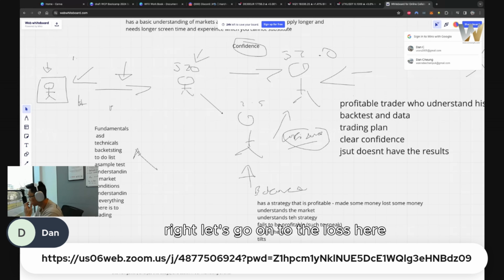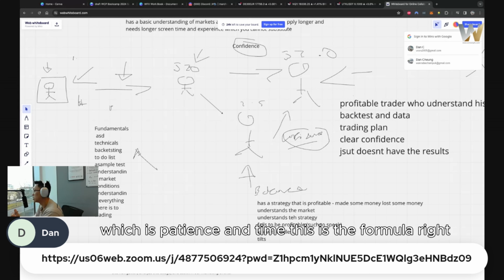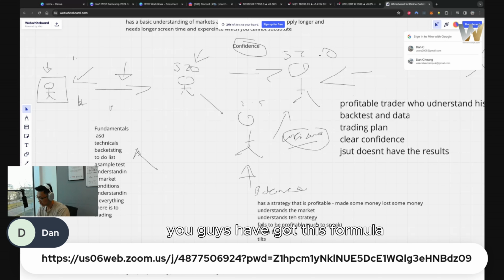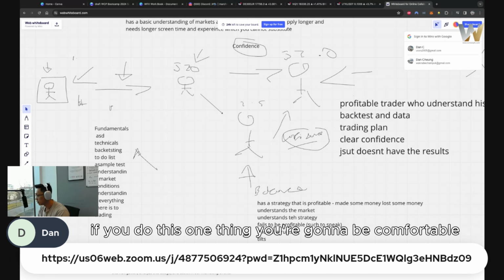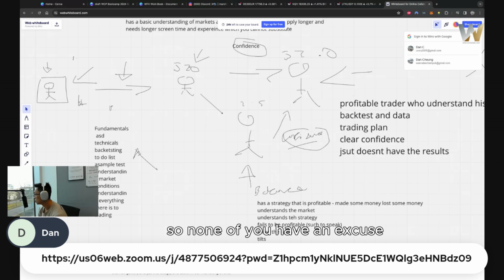Right, let's go on to the last bit here, which is patience and time. This is the formula, right? Cool. You guys have got this formula. You've all just agreed if you do this one thing, you're going to be profitable. So none of you have an excuse. But what's the hardest thing? It's patience and time. We want it today, don't we?